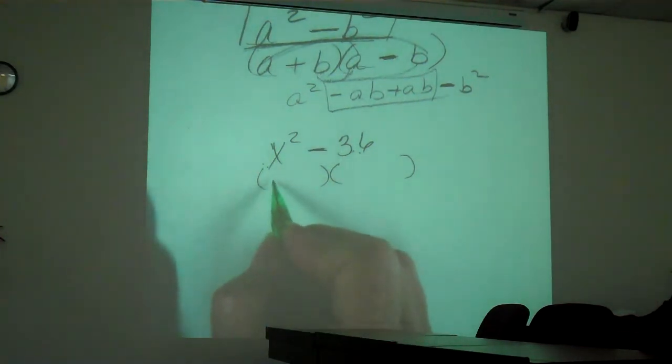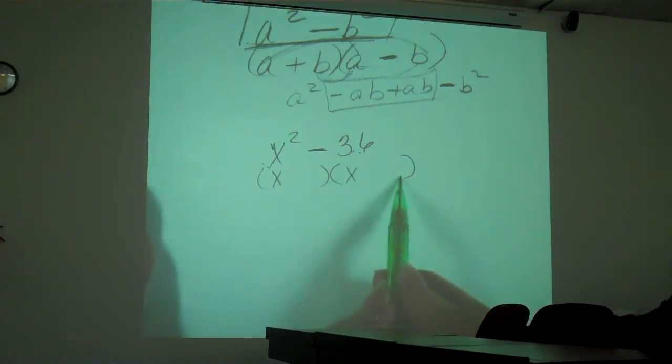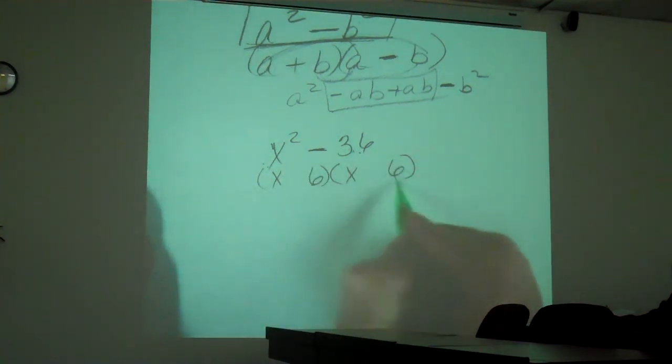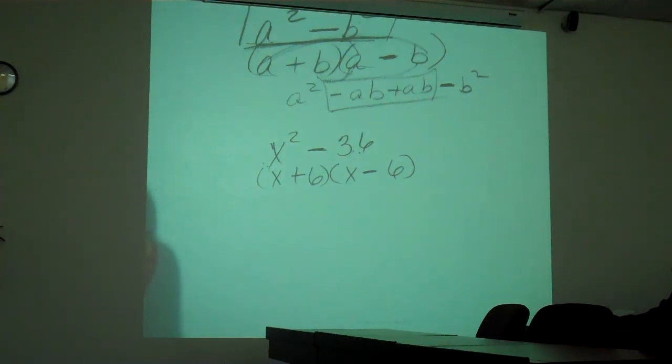So the first term will be x, right? What's the second term going to be? 6, since 36 is 6 times 6. So you're going to need a positive and a negative: x plus 6, x minus 6.